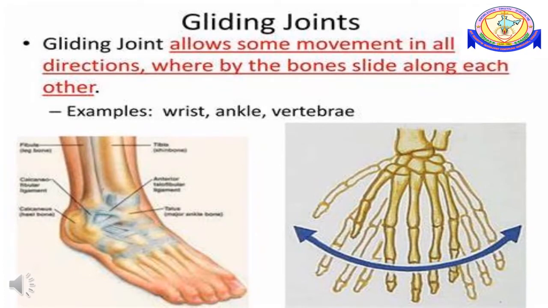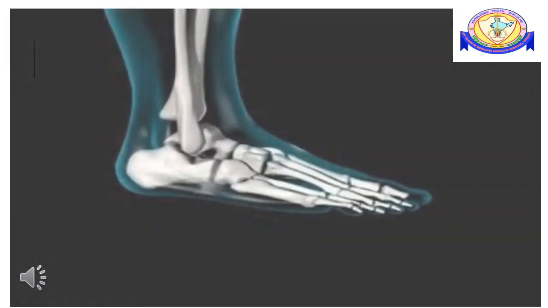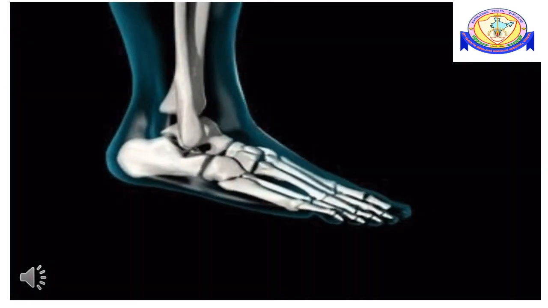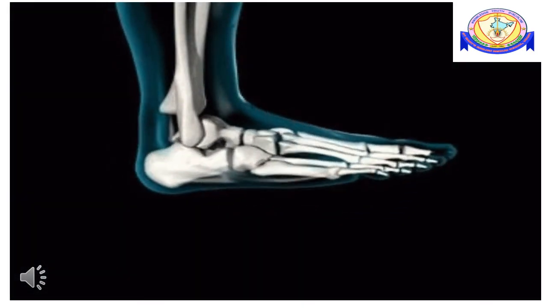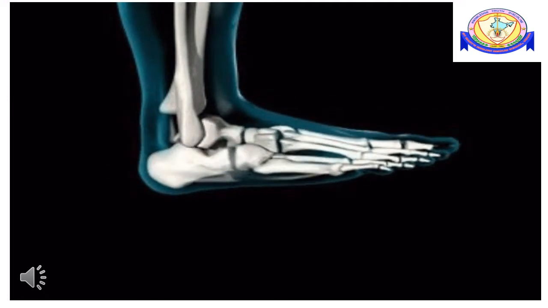Gliding joint. In this joint, the bones can slide over each other. Your wrist and ankles have gliding joints. Dear students, in this slide, you can see the movements of the gliding joint in the ankle.